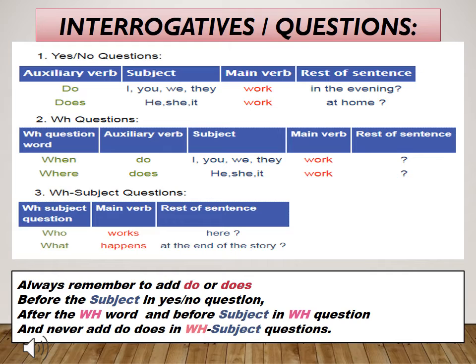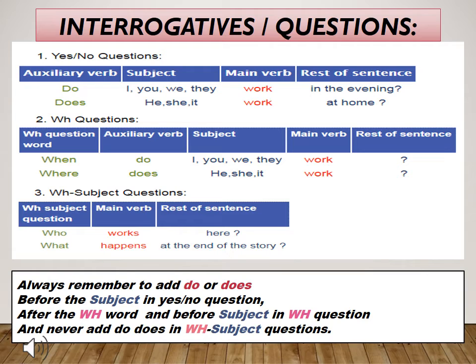In WH questions, you will use the WH question word before the auxiliary verb, and the general rule is WH question word plus auxiliary verb plus subject plus main verb plus rest of the sentence. Here we have two examples. "When do I work?" Question mark. And "Where does he work?" Question mark. In both the examples, you can see I have put the WH question word before the auxiliary verb.